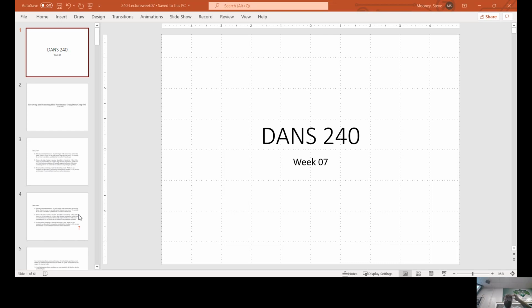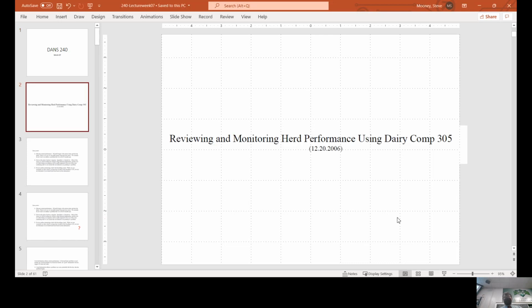So, reviewing and monitoring herd performance with DairyComp. We're going to play today with what we can learn or find out with DairyComp. So this is getting beyond the basics.